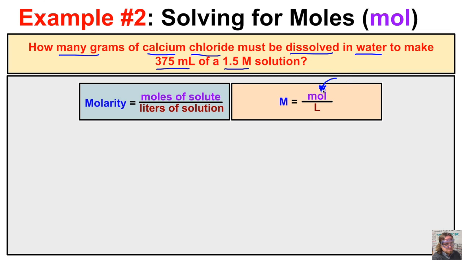And so if we solve for moles here, what we can do is convert the number of moles after we find it to grams by multiplying by the molar mass of calcium chloride.